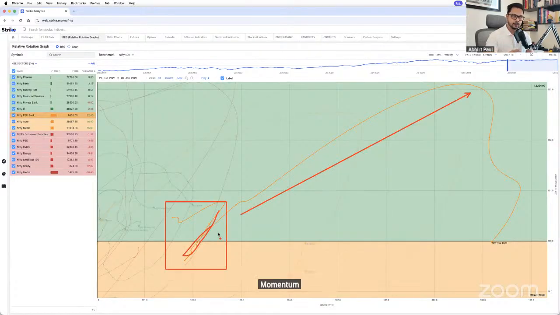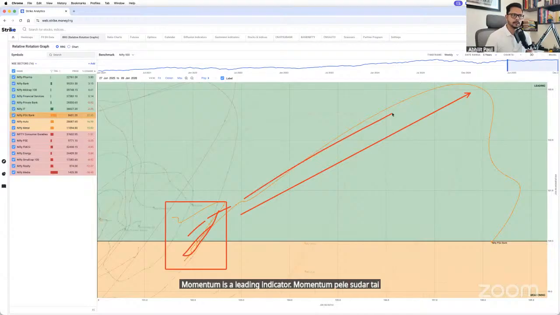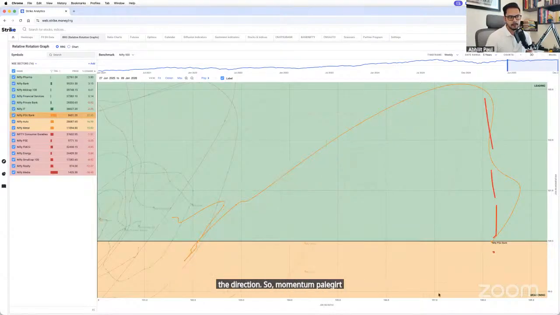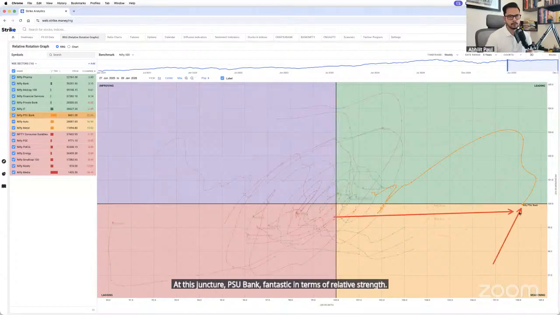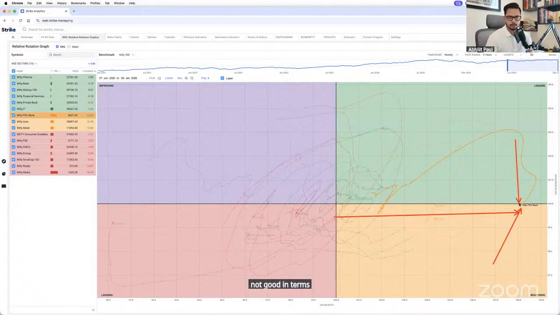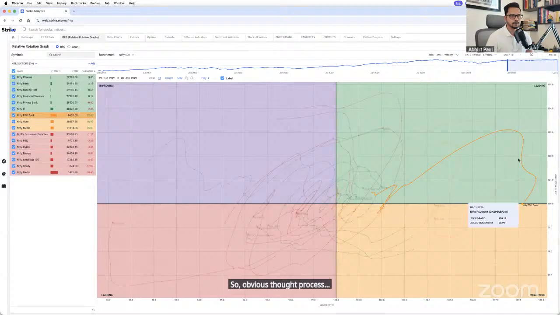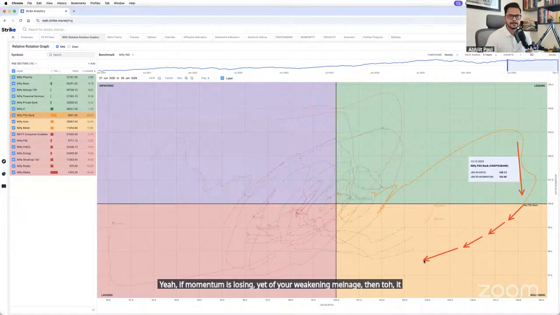Momentum is a leading indicator. Momentum improves first, after that the direction. So momentum falls first, after that maybe the RRG. So at this juncture, PSU Bank, fantastic in terms of relative strength. Not good in terms of momentum of relative strength. So the obvious thought process, yeah, if momentum is losing, then it has gone into weakening, then it will weaken like this, then it will not outperform, etc., etc. May or may not be the case.